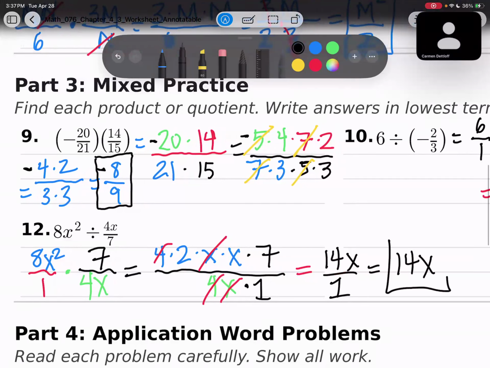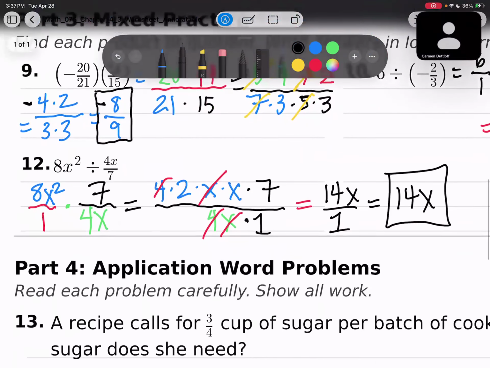And now I've got some word problems. Okay, we can do it. I believe in us.